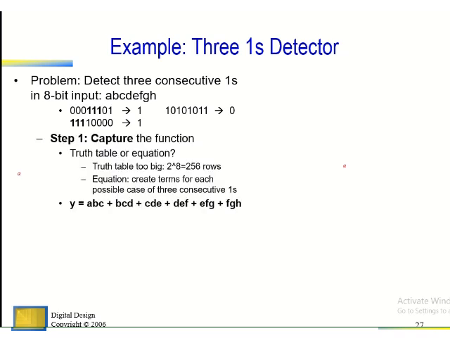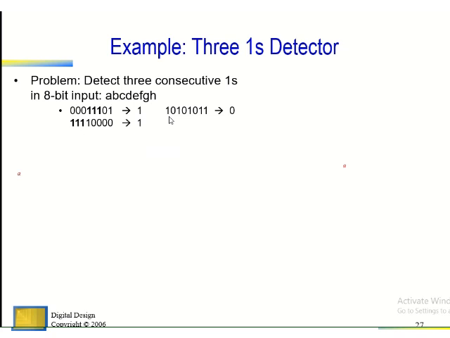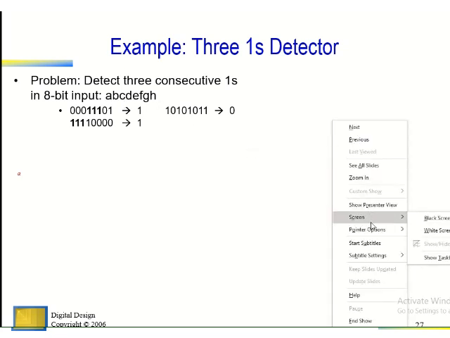Okay, so let's study this example. In this example, you have to detect three ones. So you have to detect three consecutive ones in an 8-bit input, and your 8-bit input is basically A, B, C, D, E, F, G, H.